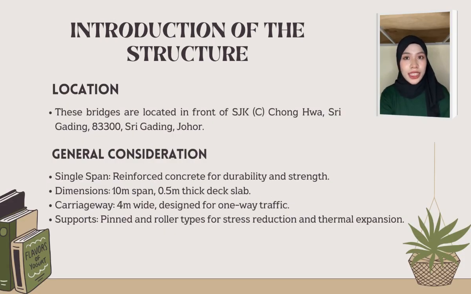These bridges are located in front of SJKC Chonghua, Sri Gading, Johor. They are single-span structures made of reinforced concrete for durability and strength. Each bridge has a span of 10 meters and a deck slab that is 0.5 meter thick. The carriageway is 4 meters wide, designed for one-way traffic and is supported by pin and roller types to reduce stress and allow for thermal expansion.